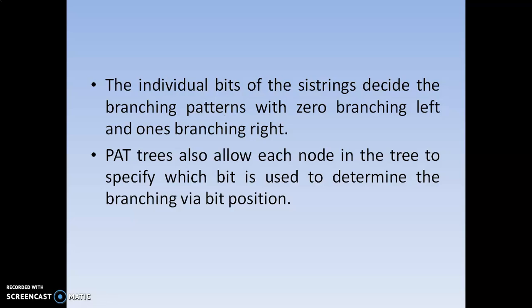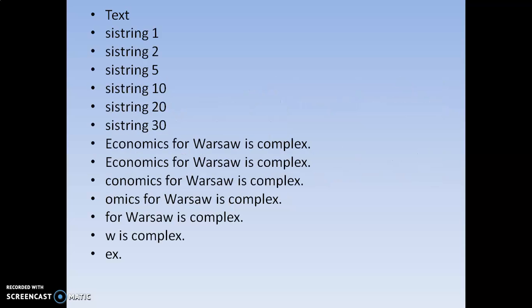PAT trees also allow each node in the tree to specify which bit position is used to determine branching. PAT trees identify the position where these particular substrings exist. Let us see an example of how the PAT trees will work. The text is given as sistring 1, sistring 2, sistring 5, sistring 10, sistring 20 and sistring 30.